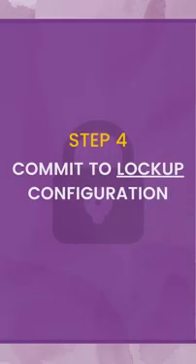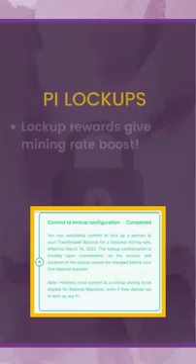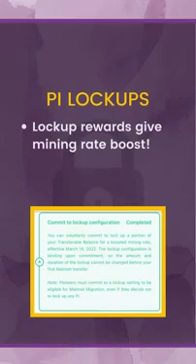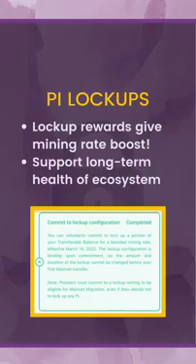Step 4. Commit to lockup configuration. By committing to a binding Pi lockup setting, you can start mining at a higher rate even before you migrate your Pi to Mainnet. The longer the duration and higher the percentage of your total Pi you choose for your lockup settings, the higher your lockup mining reward will be. The lockup reward is meant to support a healthy and smooth ecosystem and incentivize long-term engagement with the network, while the network is bootstrapping the ecosystem and creating demands.